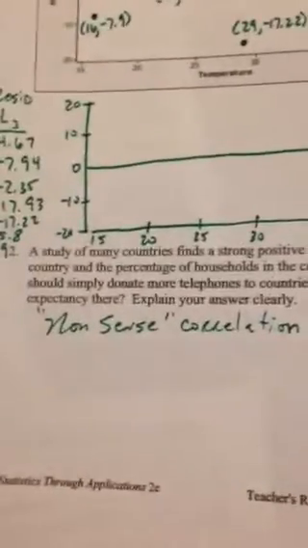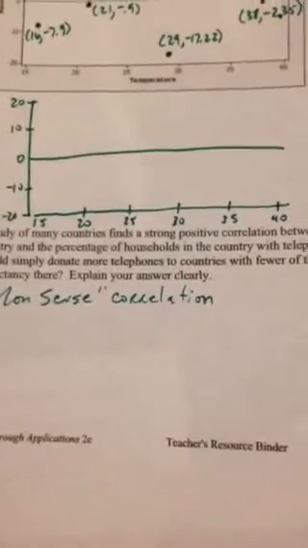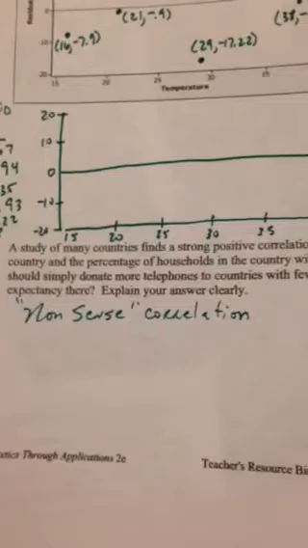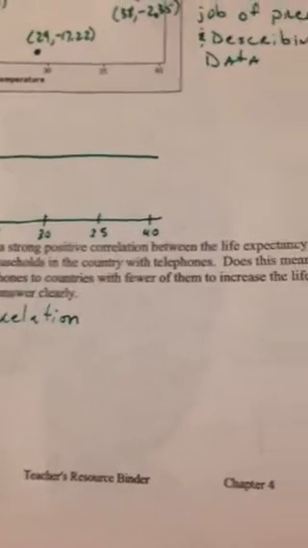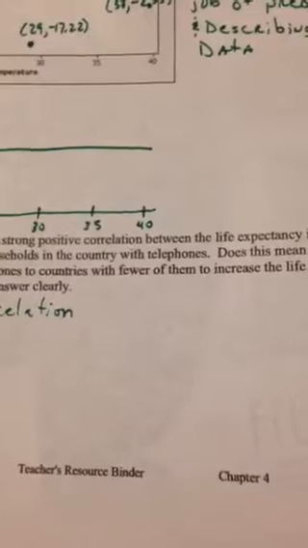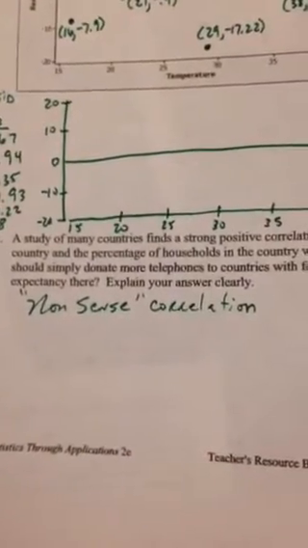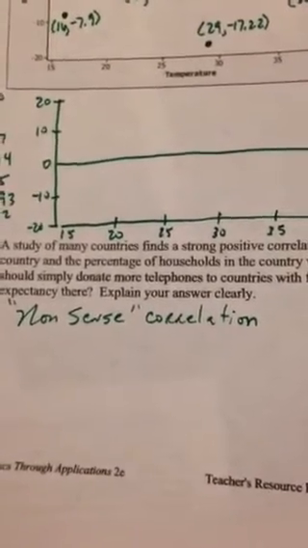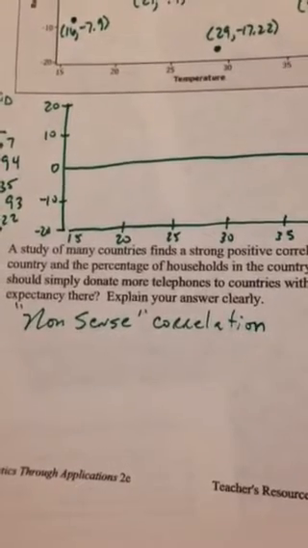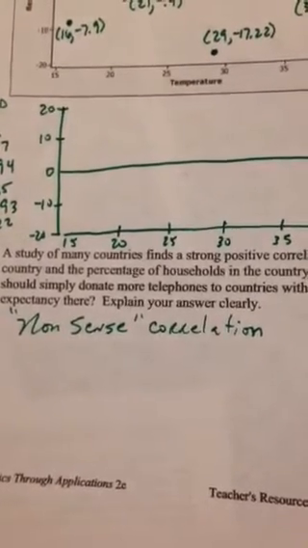All right, the last thing we didn't go over is this question here. Let's go ahead and read it. A study of many countries finds a strong positive correlation between the life expectancy in a country and the percentage of households in the country with telephones. Sort of like the TV problem that we have. Does this mean we should simply donate more telephones to the countries with fewer of them to increase the life expectancy there? Remember, this is a nonsense correlation.